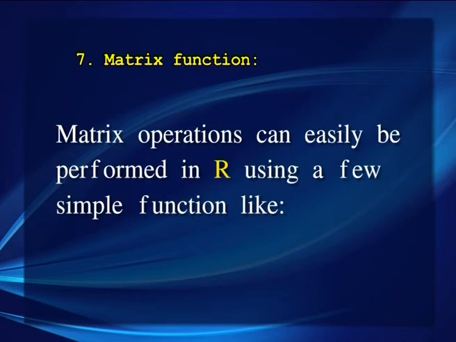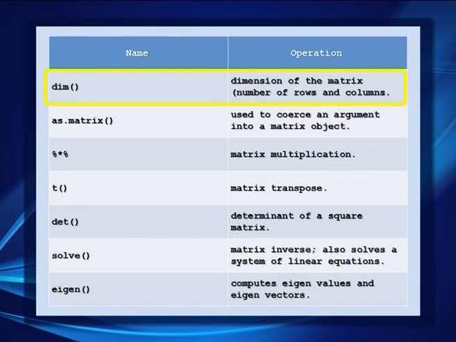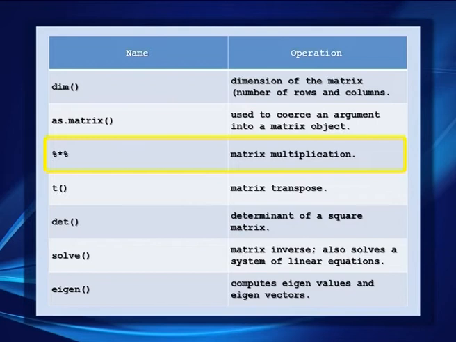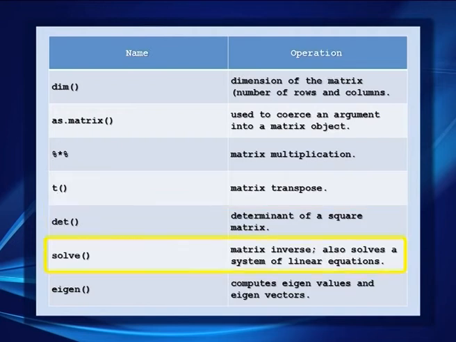Matrix operations can easily be performed in R using a few simple functions like dim, that is the dimension of the matrix; as.matrix, that is used to coerce an argument into a matrix; percentage asterisk percentage, matrix multiplication; t function, matrix transpose; det, determinant of a square matrix; solve, matrix inverse. It also solves a system of linear equations. eigen computes eigenvalues and eigenvectors.